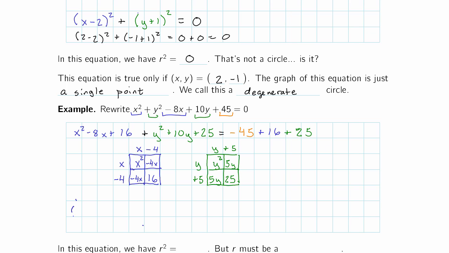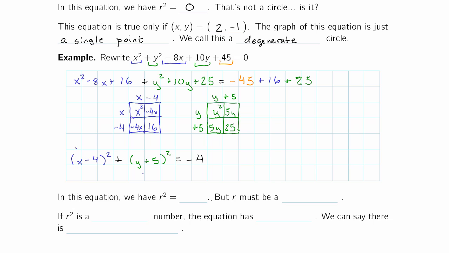On the left we have x minus 4 squared, that's fine. And then we have y plus 5 squared, that's fine. But when we add up all those numbers on the right, we get a negative 4. In this equation, we have that r squared is negative 4. But that can't happen because our radius has to be a real number.